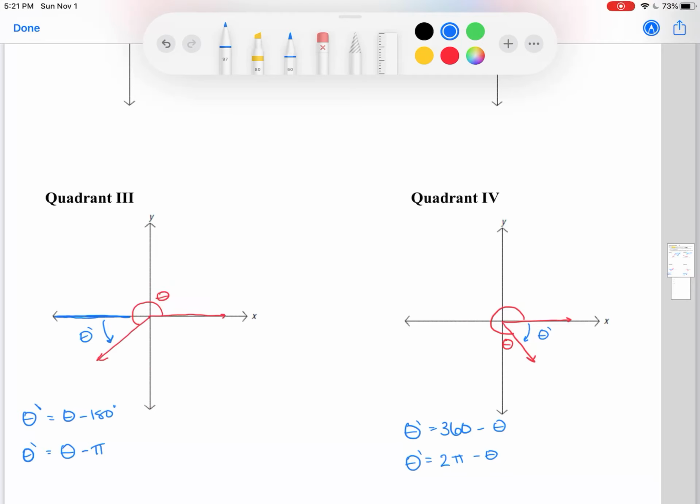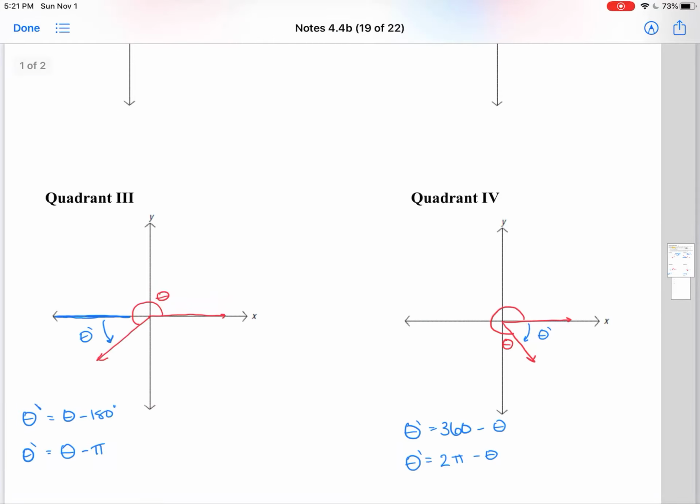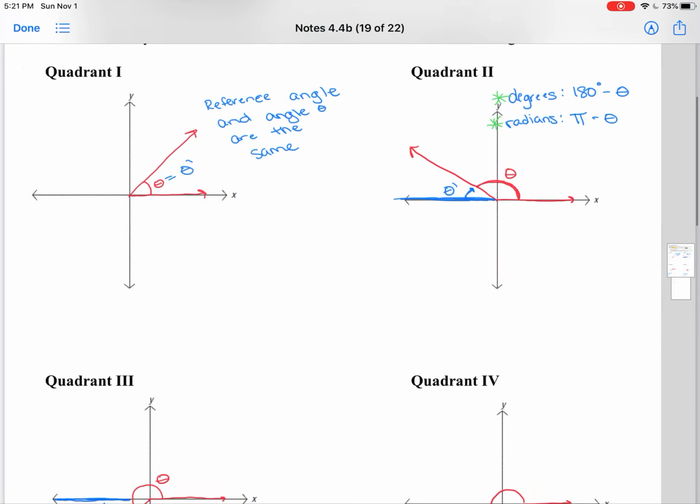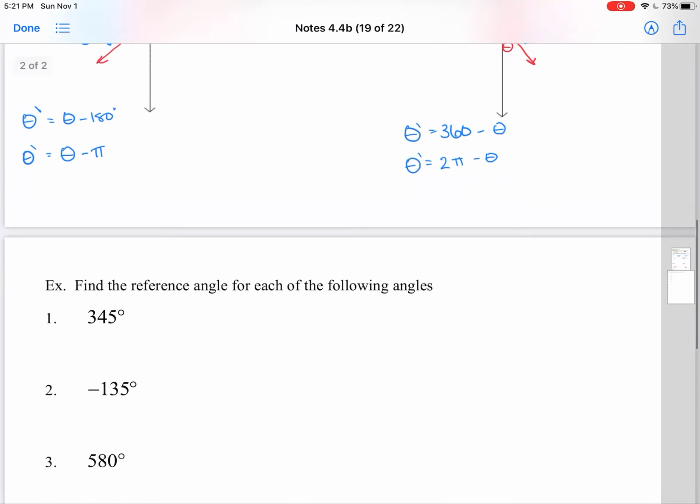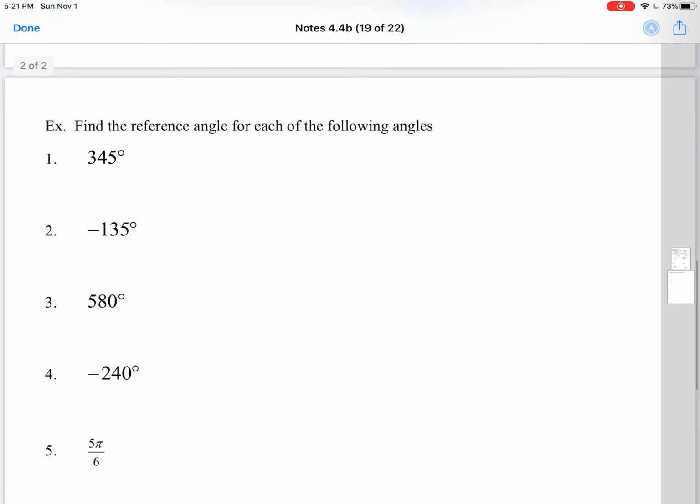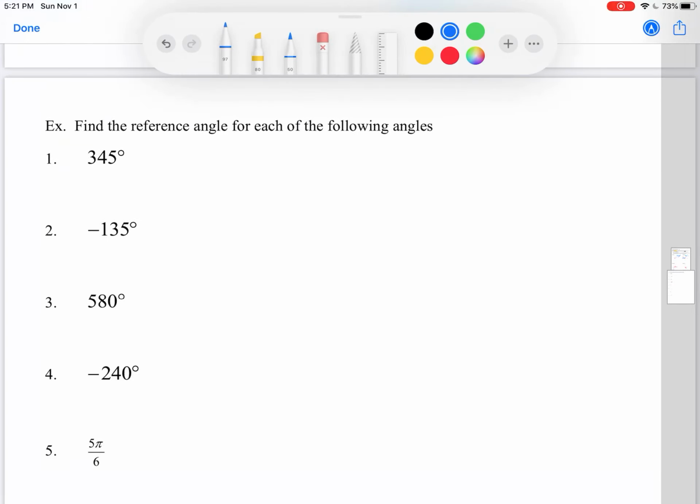Same thing for radians. This time, though, I'm going to have 2 pi, and then I'm going to subtract whatever my original angle was. All right. By doing this, your answer will always end up positive. That is the goal. So on page 2, we can use page 1 as a reference. Keep that handy.